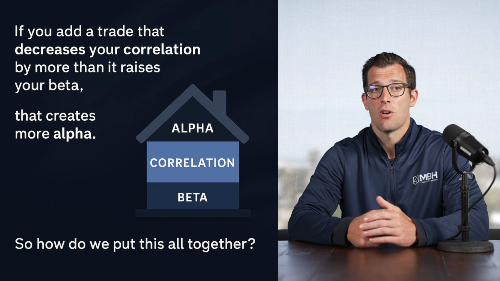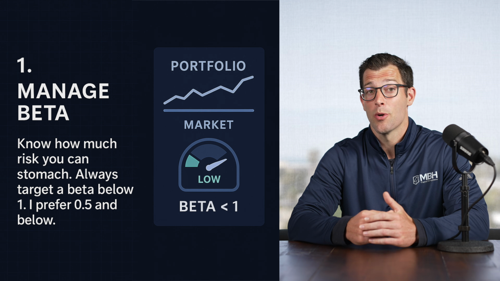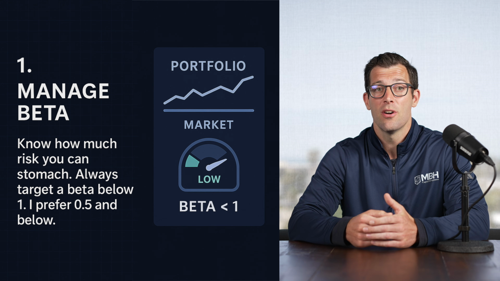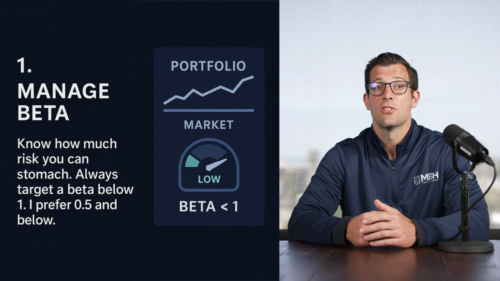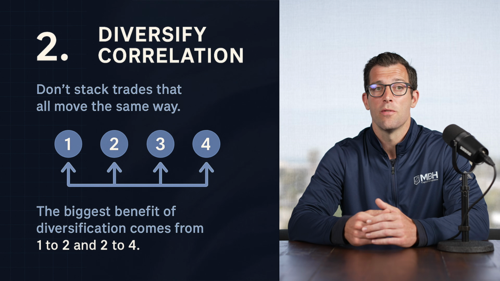So how do we put this all together? 1, manage your beta. Know how much risk you can stomach. Always target a beta below 1. I prefer 0.5 as a max. 2, diversify correlation. Don't stack trades that all move in the same way.